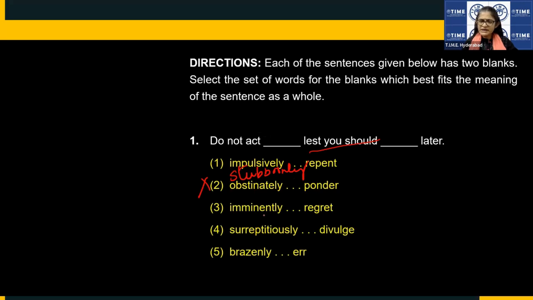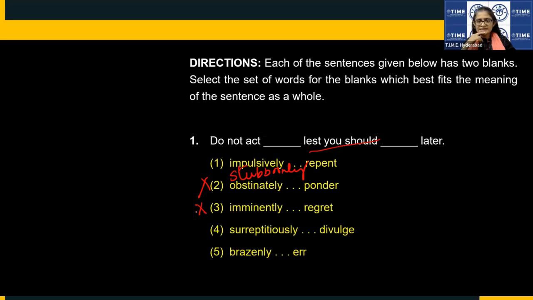Do not act imminently lest you should regret later. Regret is okay, but you don't say to act imminently. Imminent is something that is going to happen soon. So we can say this will happen imminently, means this will happen soon. But you cannot act imminently. That doesn't make sense.